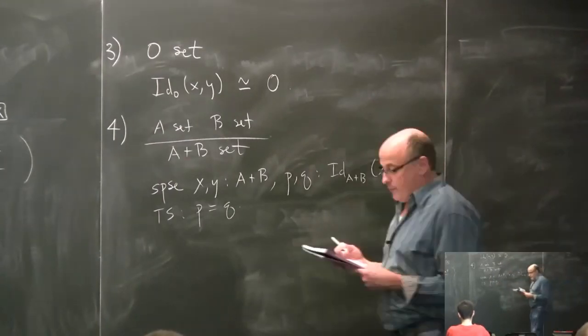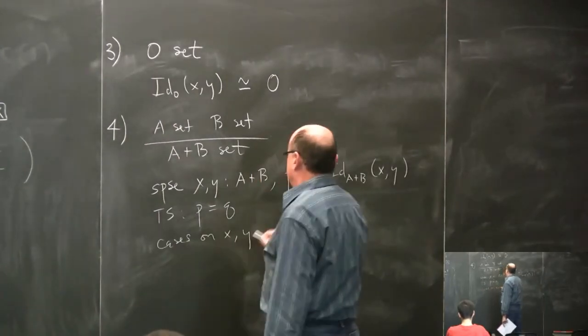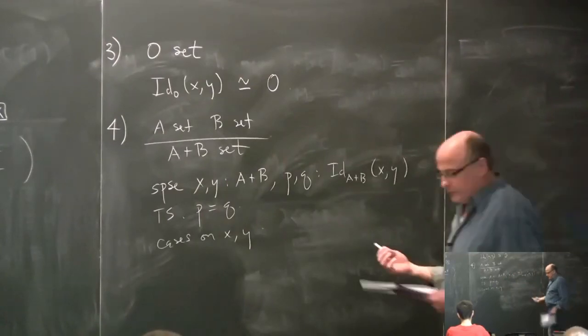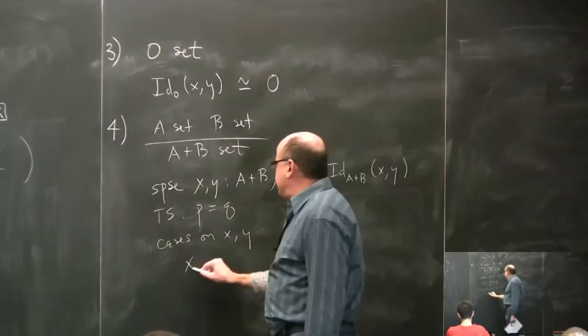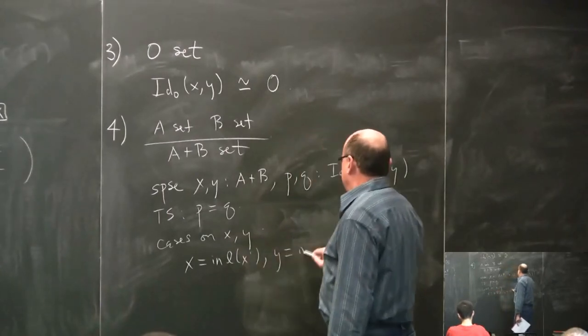So how do we do it? Well, the way I did it anyway is I said, well, we do cases on x and y. That is an iterated case analysis. You do a case on x, then a case on y. So I'll do one case here. So one case here is you know that x is in left of x prime and y is in left of y prime.